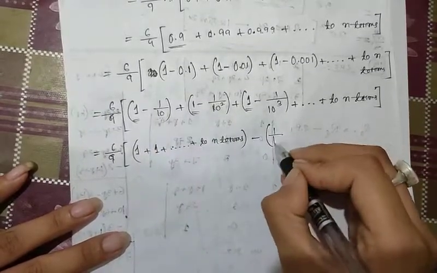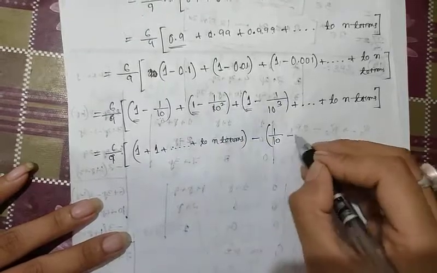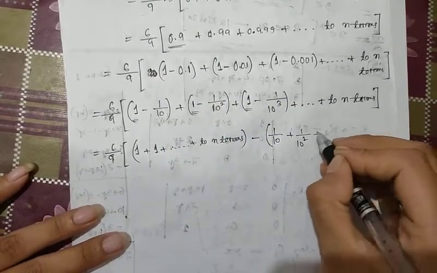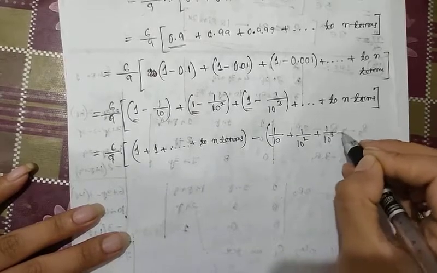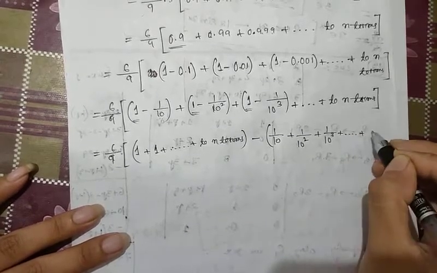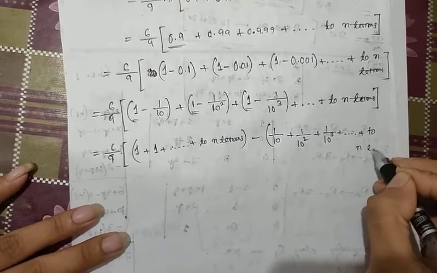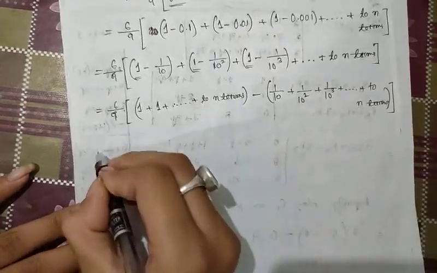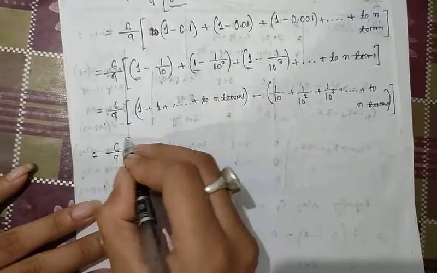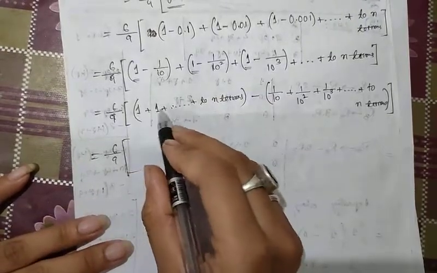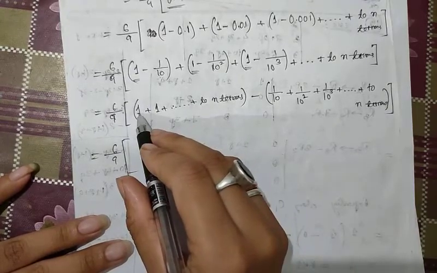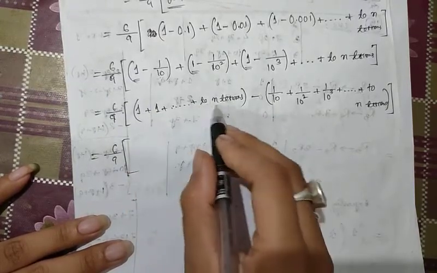We will be left with 1 by 10, taking common, plus 1 by 10 plus 1 by 10 square, 1 by 10 cube, going to 2n terms. So 6 by n. So here we have 1 plus 1 plus 1 plus how many terms? N terms. So every term we have 1. How many terms? N terms.